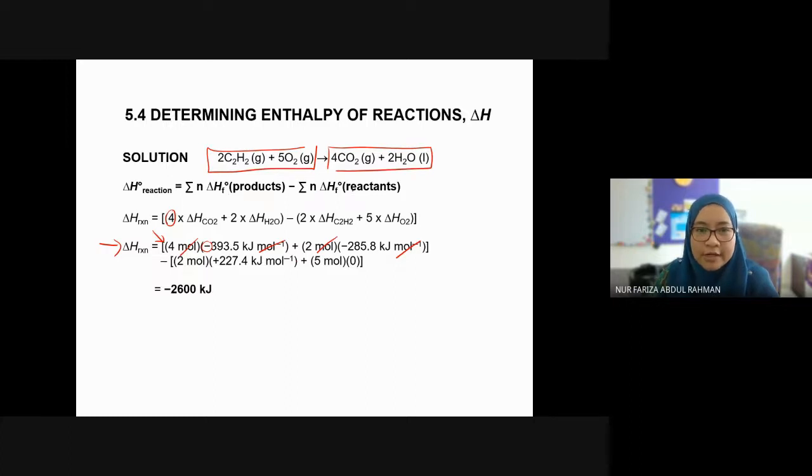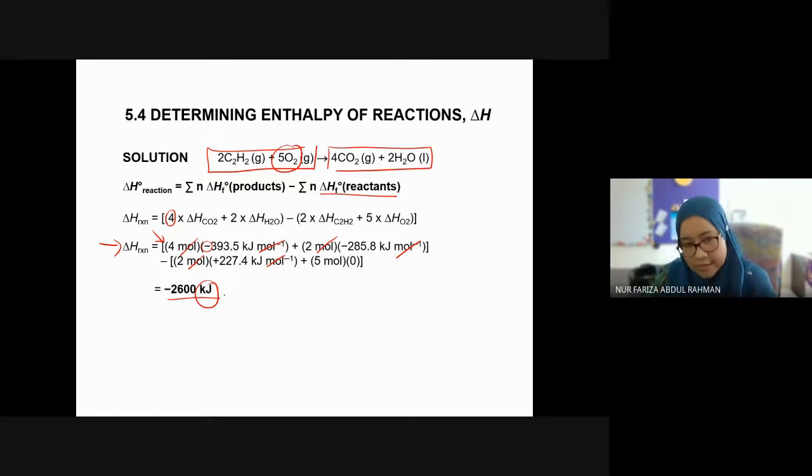How about reactant? Okay, so we have 2 mole of C2H2, right? Again, this can be cancelled out. How about oxygen? So 5 mole of oxygen times 0, because the enthalpy of formation for oxygen is 0. Then it's just maths, press the calculator. That's why you get kJ, not kJ per mole.